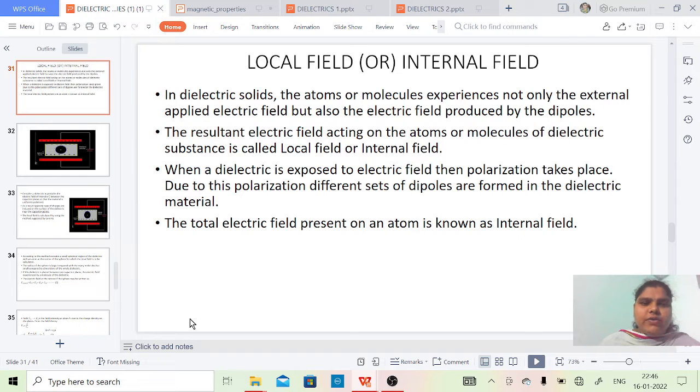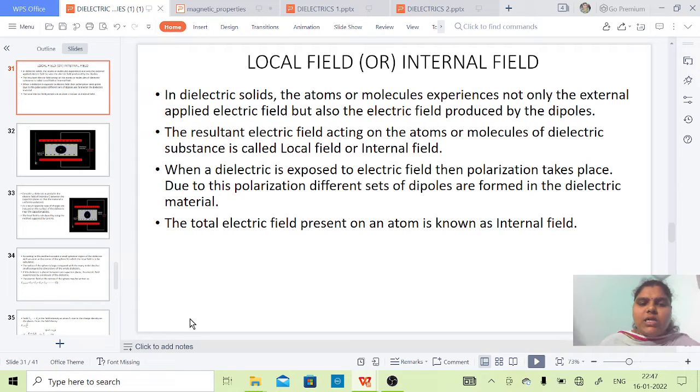In this video, we are going to study about local field or internal field or Lorentz field, and also Clausius equations. Now let us see what is the local field or Lorentz field.